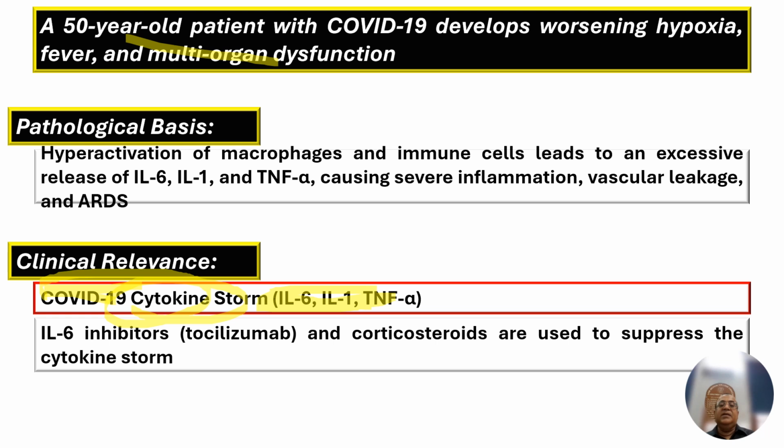The increased cytokines are due to hyperactivation of macrophages and immune cells in COVID-19 that leads to severe inflammation, vascular leakage and ARDS. So for these cytokine storms, interleukin 6 inhibitors or blockers were used, and there is some activity of corticosteroids in the control or suppression of the cytokine storm.